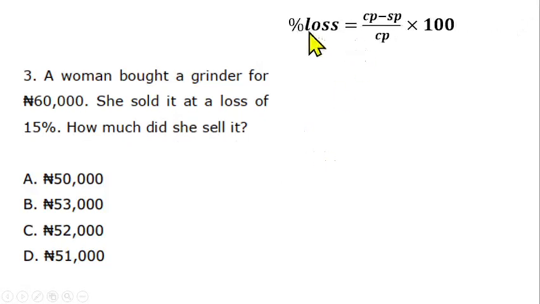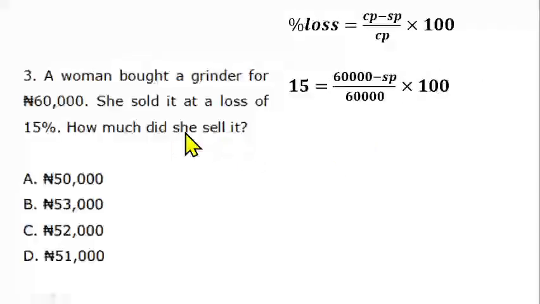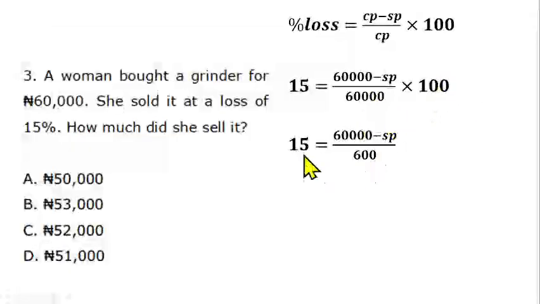So we know that percentage loss is cost price minus selling price over cost price multiplied by 100. What we don't know is that we are looking for the selling price now. So the percentage is 15 equals 60,000, which is the cost price, minus the selling price we are looking for, over the cost price multiplied by 100. So from there, 2 0 can take care of 2 0 here. You have 15 equals 60,000 minus selling price over 600.